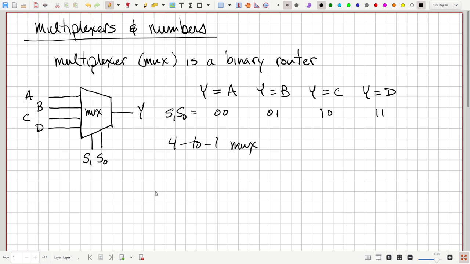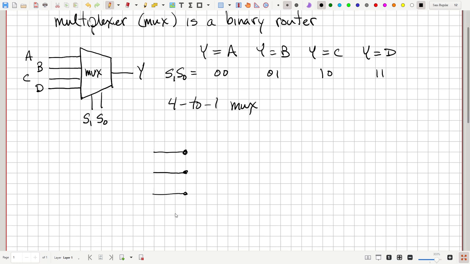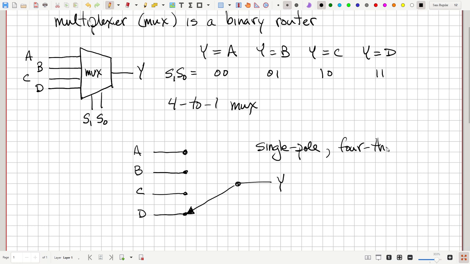You could actually implement something like this mechanically with a switch. So here could be your A, B, C, and D inputs, and here would be your Y output. And then these are just connected by a switch that is able to be put into these four different positions. This would be a single pole, four throw switch. There's this one pole here that can be moved to, in this case, four different positions. And the instructions about where to put this switch would be contained in the S1, S0 data bits.